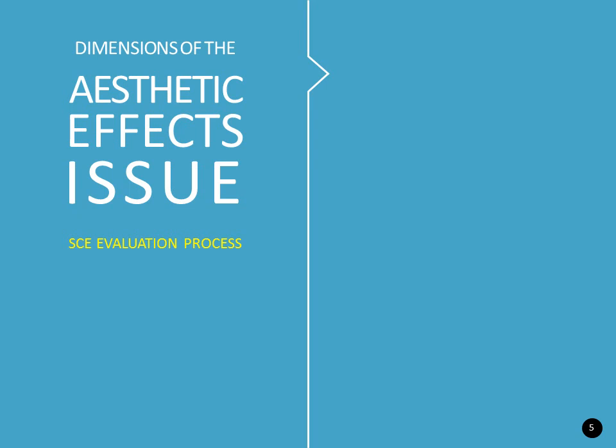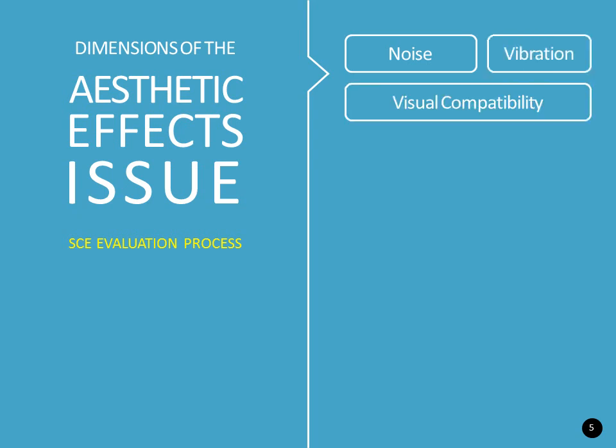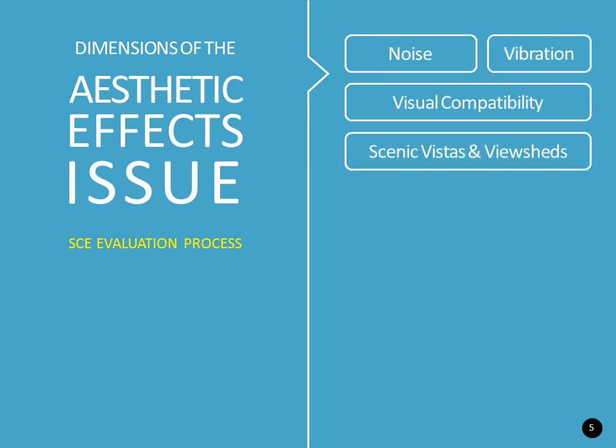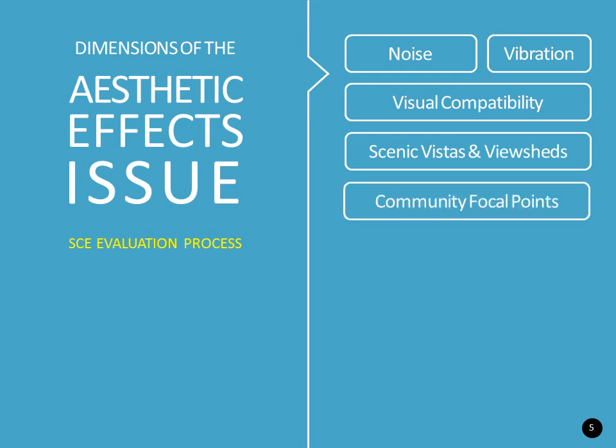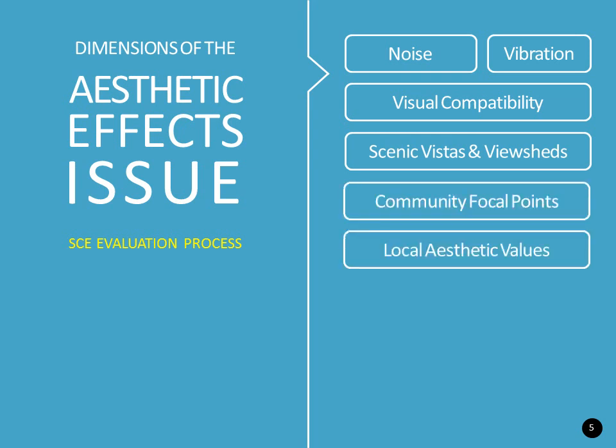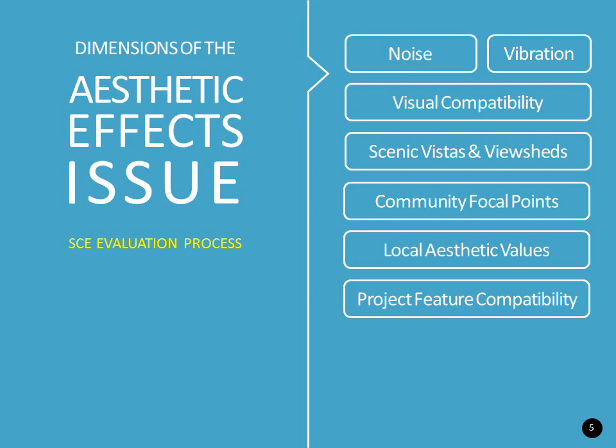During SCE evaluation, the assessment of aesthetic effects encompasses potential project effects associated with noise, vibration, visual compatibility, scenic vistas and viewsheds, sensitive community focal points, local aesthetic values, and compatibility of project features with the local context. These topics are addressed in the department's SCE considerations. I will discuss each of the SCE considerations related to aesthetic effects, starting with noise.